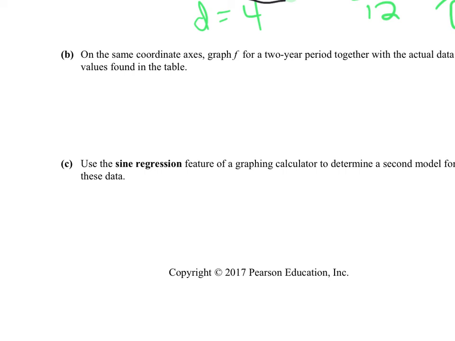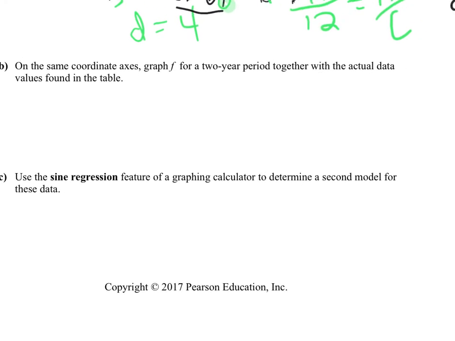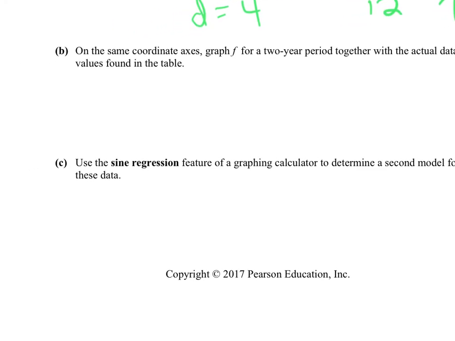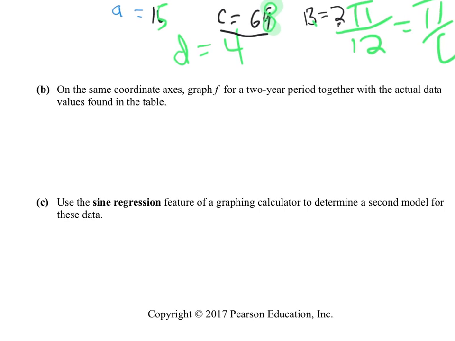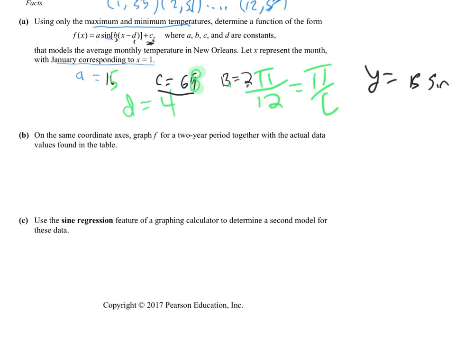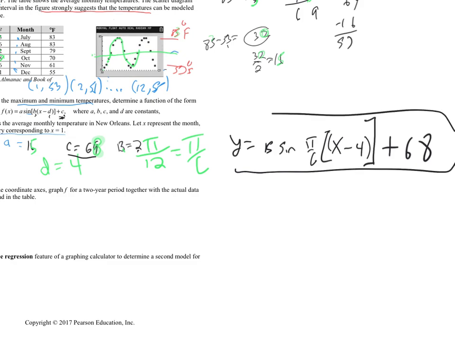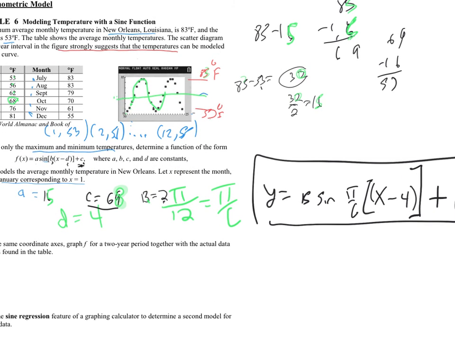On the same coordinate axes, graph F for a 2-year period together with the actual data values found in the table. I don't know if I want to do that. The actual data. Oh, I think what he wants me to do is graph this equation on top of the data. So he actually wants you to put that data into your calculator, do your linear, and do a stat plot, graph this and see how close it is. I'll let you do that.